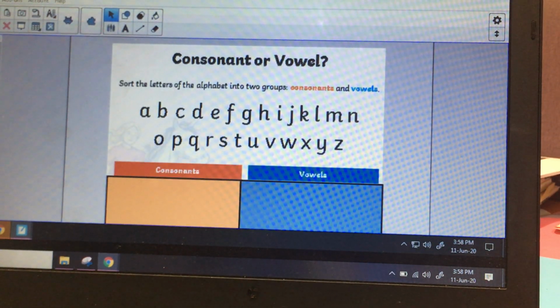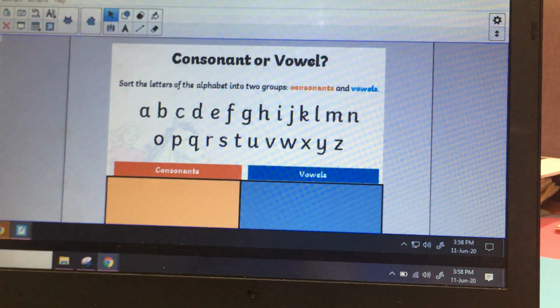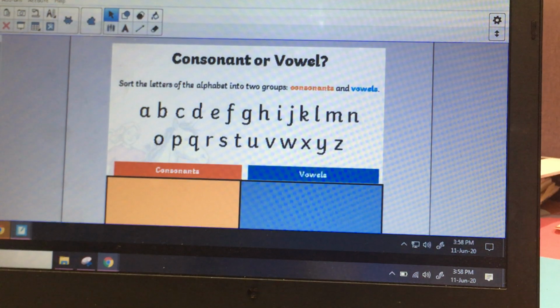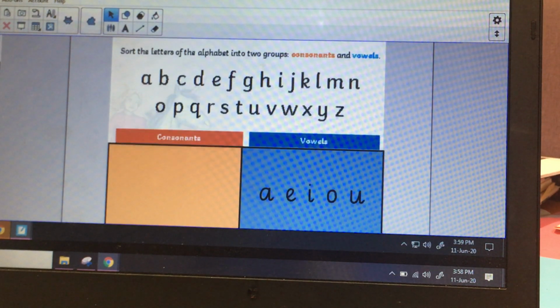Okay, so consonants and vowels, we've talked quite a lot about these before. Basically the alphabet is split into two groups, consonants and vowels. There are 5 vowels and 21 consonants, so can you remember which ones are which? Hopefully you remembered that the vowels are A, E, I, O and U, and the rest of the letters in the alphabet are consonants.